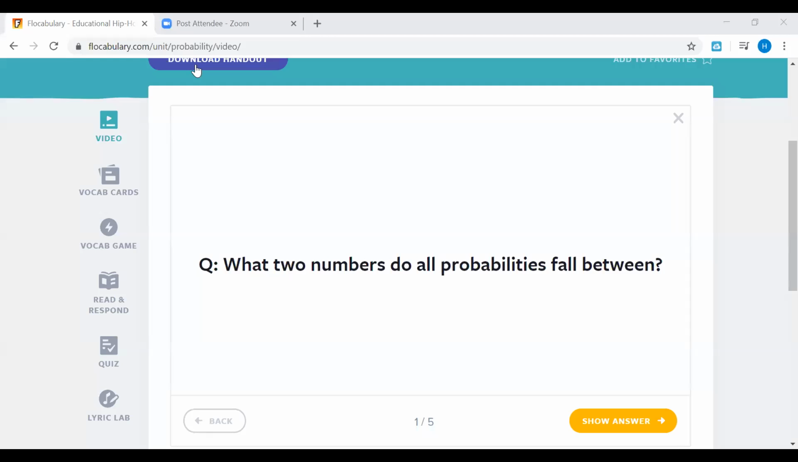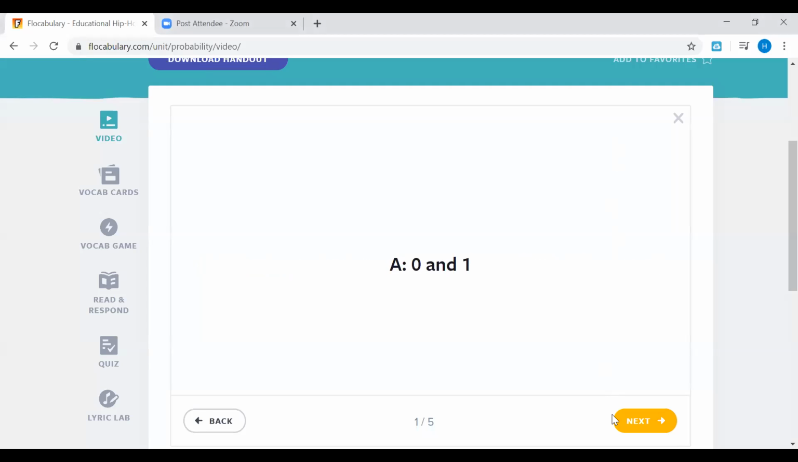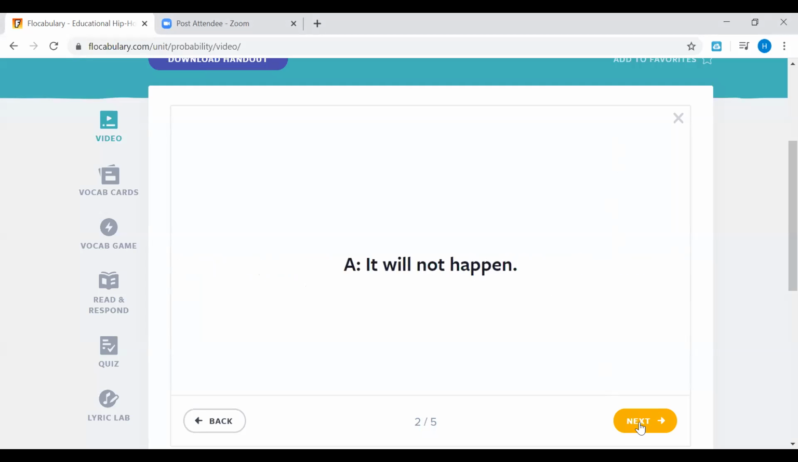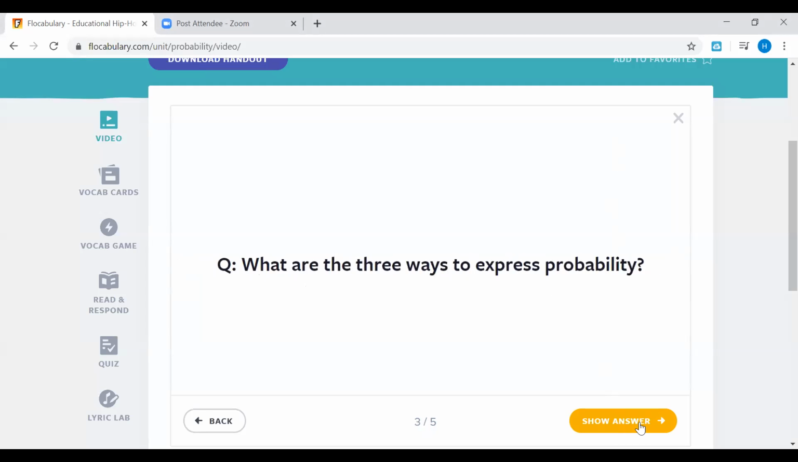Let's look at the quick review. I'm going to read the questions out loud. You can answer out loud or to yourself. What 2 numbers do all probabilities fall between? 0 and 1. If the probability of an event is 0, how likely is it that it will happen? It will not happen.